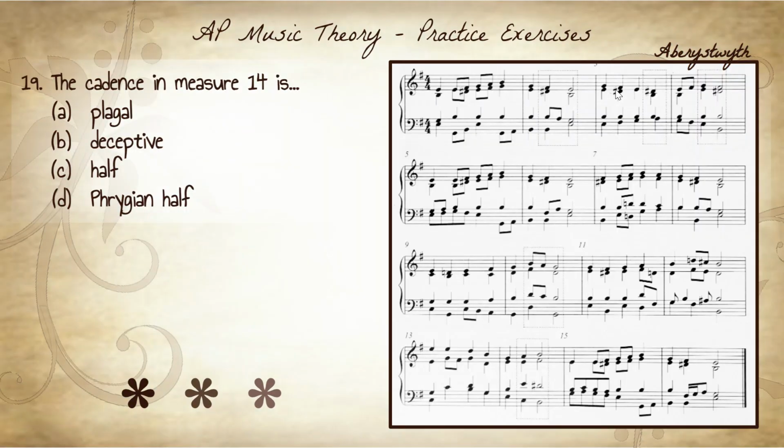Question 19. The cadence in measure 14 is A. Plagal, B. Deceptive, C. Half, or D. Phrygian half. Correct answer is D. The cadence in measure 14 is therefore a Phrygian half cadence.